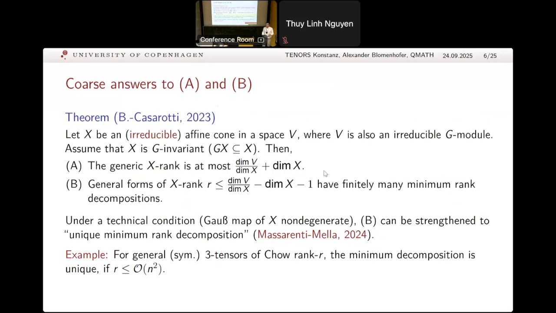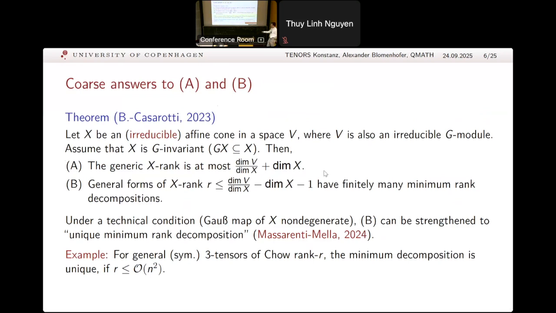But if X is a very small dimensional, low dimensional variety in a big space, then maybe this extra term, dimension of X, does not bother so much. And also, if you stay away from this bound, dimension of V over dimension of X, then you actually get finitely many minimum rank decompositions. And sometimes you can strengthen this to a unique minimum rank decomposition. That's a really, really beautiful paper by Massarenti and Mella, where they show that you can go from non-defectivity to identifiability under some conditions.